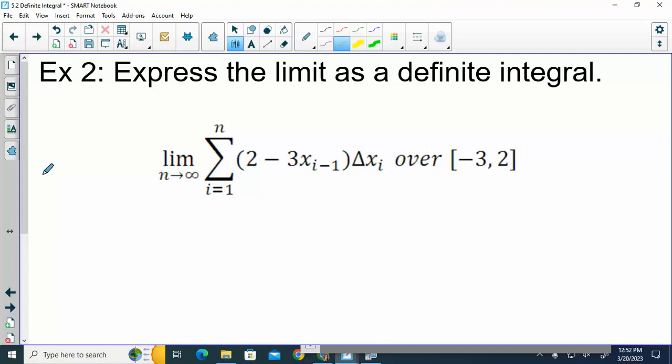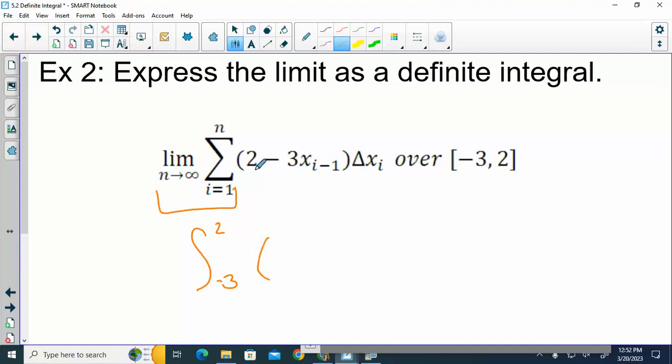Okay, so we know the limit and the sum turn into an integral. What are my starting and stopping points? Starting from -3 to +2. And it is important that the starting one goes on the bottom and the ending one goes on top. You with me, Corbin? Okay.